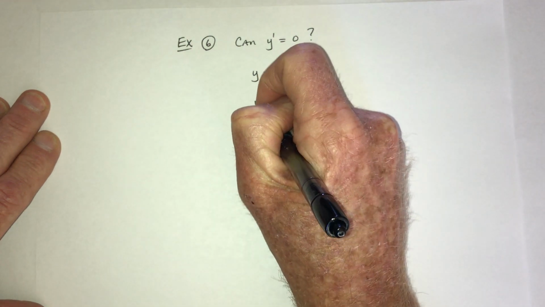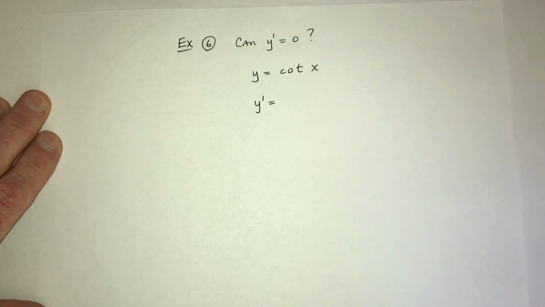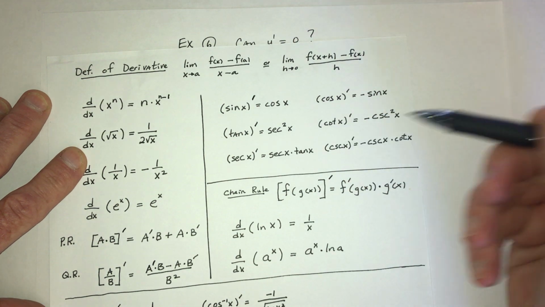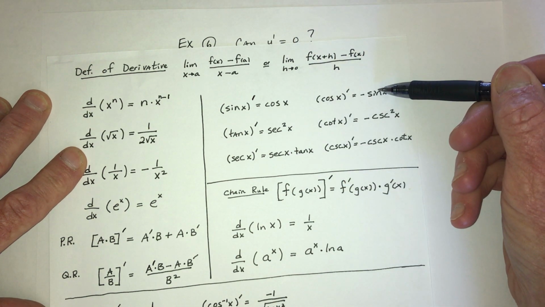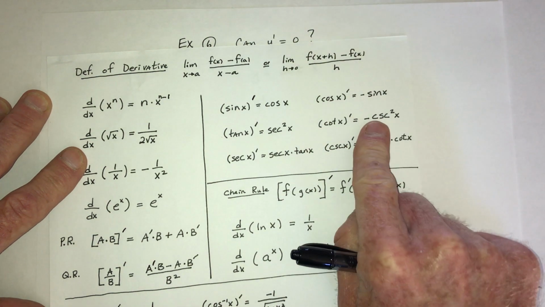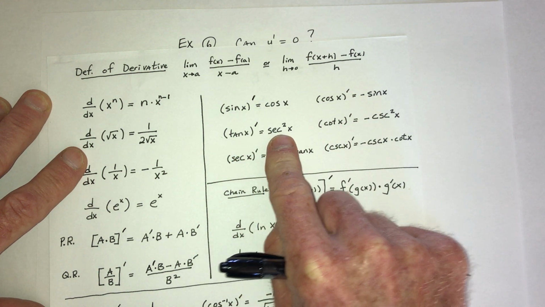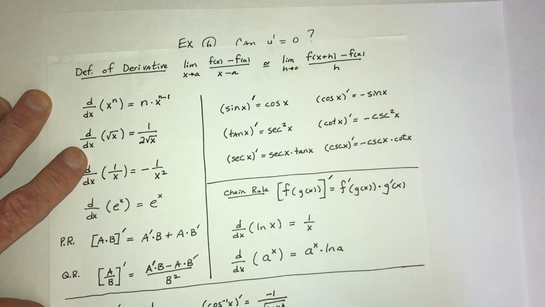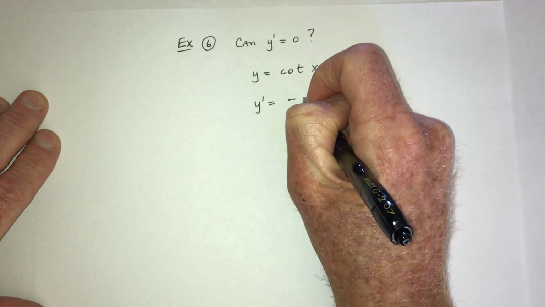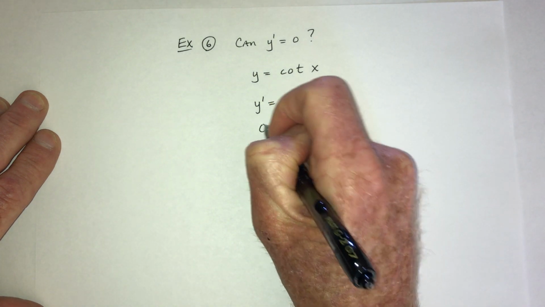So first of all, find the derivative. The derivative of cotangent. Now, we actually end up using these four a lot more than these two. So sometimes when I'm not sure about that one, I go back and go, the derivative of tangent is secant squared. That means the derivative of cotangent is negative cosecant squared.